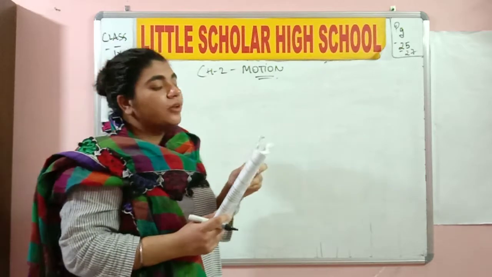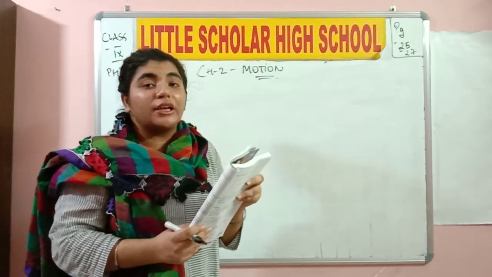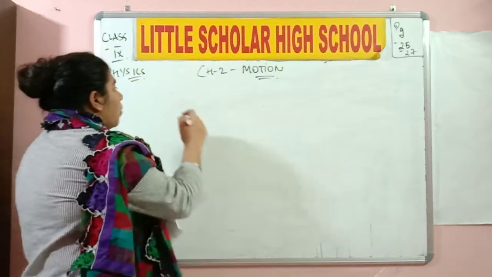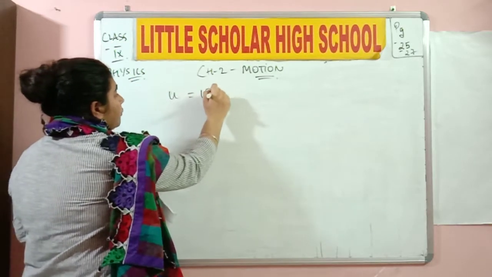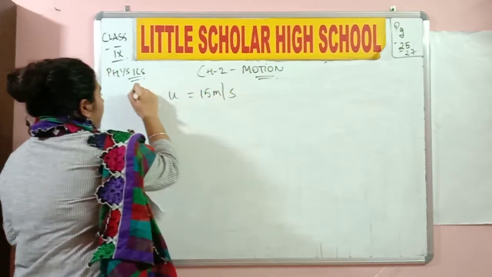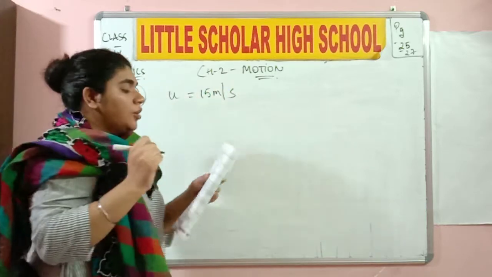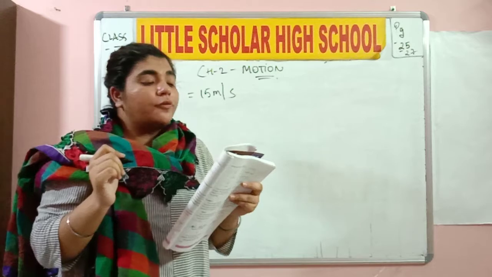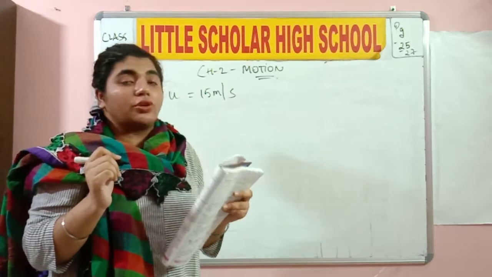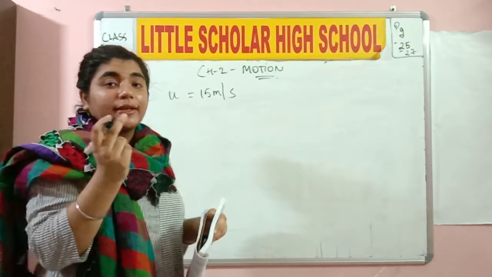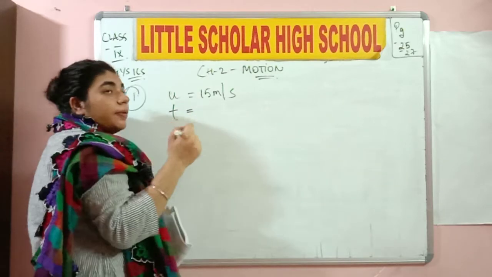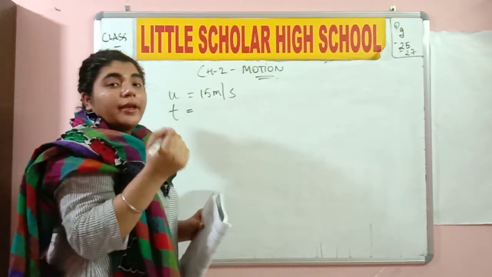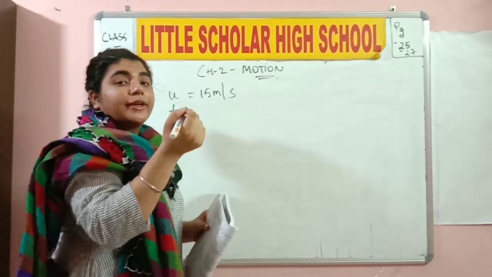A car is moving with initial velocity 15 meters per second. So how do you write initial velocity? u is equal to 15 meters per second. Okay, so now the car stopped after 5 seconds by application of brakes. So what is 5 seconds over here? 5 seconds is the time given, the time taken by the car after the application of brakes.